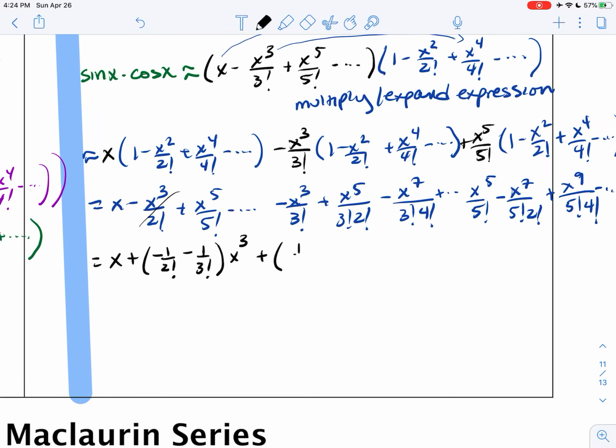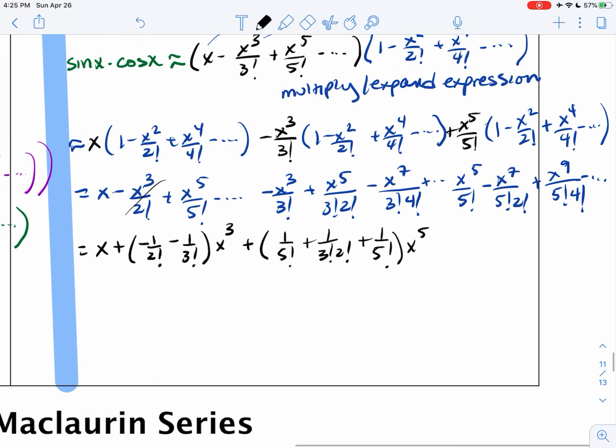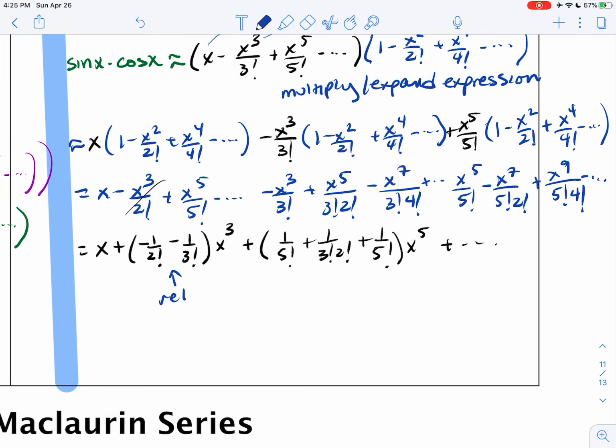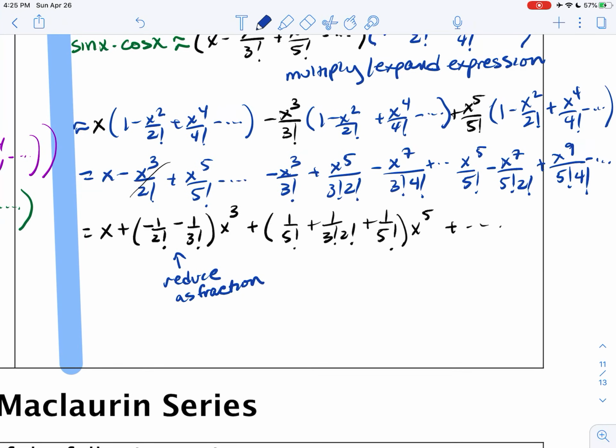And then where's my x to the 5th? I do have x to the 5th here, and that's going to be a plus. And I have 1 over 5 factorial. I have plus 1 over 3 factorial, 2 factorial. And I also have another plus 1 over 5 factorial. And this would be x to the 5th. And then we can proceed further with the others. But you get the idea of grouping our terms, and then you would want to reduce these fractions, because I'm not seeing a huge pattern here. So we want to reduce as fraction.